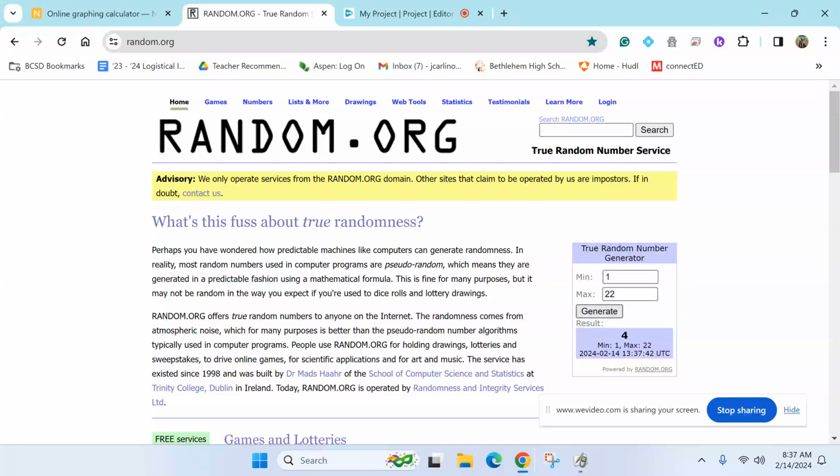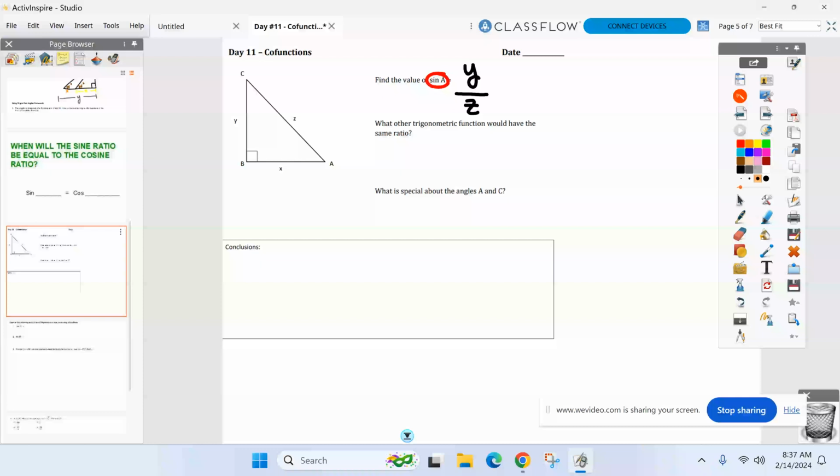Okay, here we go. Cormac: cosine of C. Okay, see where I'm going there? If you do cosine of C, what's it going to be equal to? Adjacent over hypotenuse, which would be Y over Z. See what I mean? Okay, that's what I was looking for.